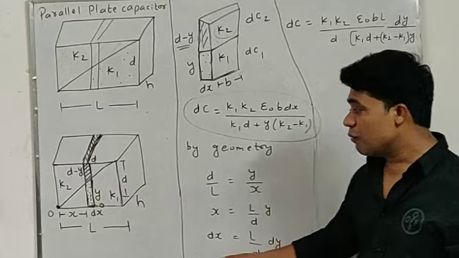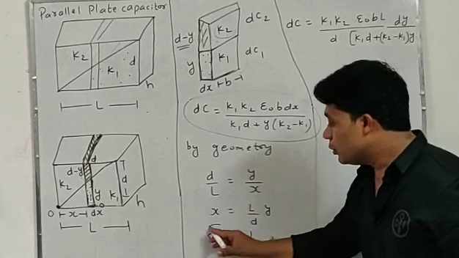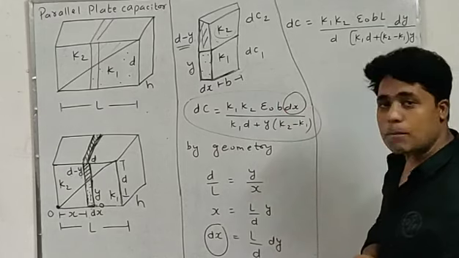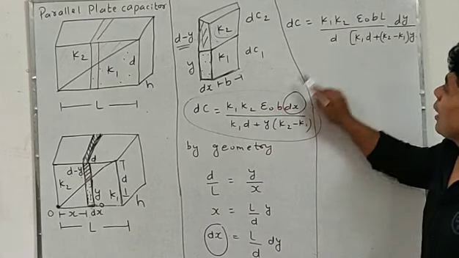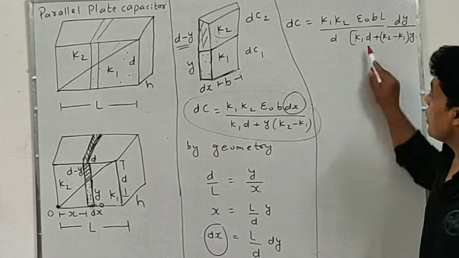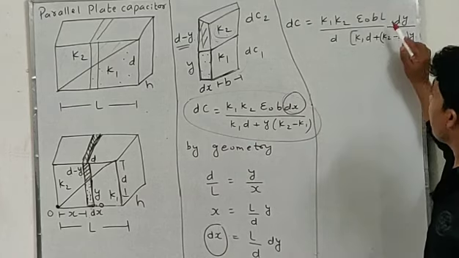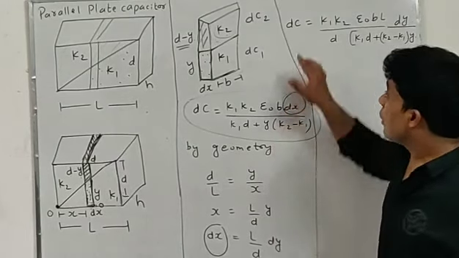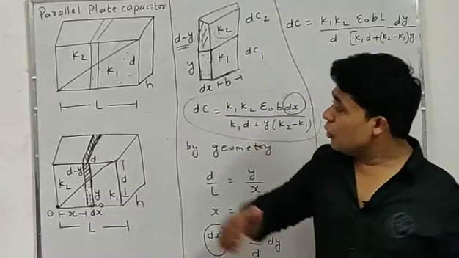Okay, so we found dx. We found the thickness of the small segment. What we'll do is put the thickness of the small segment here. So this is dC, K1 K2 epsilon naught B over K1 D plus y (K2 minus K1), and the value of dx is L D dy. So finally we found the capacitance of this small segment only.